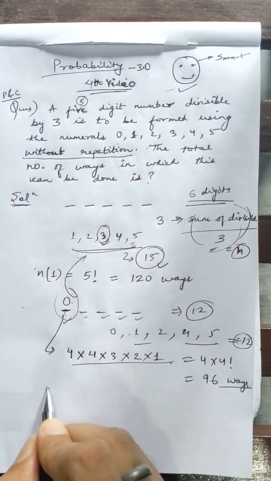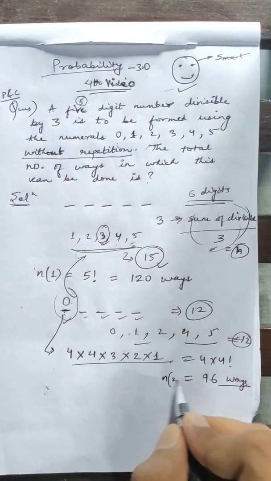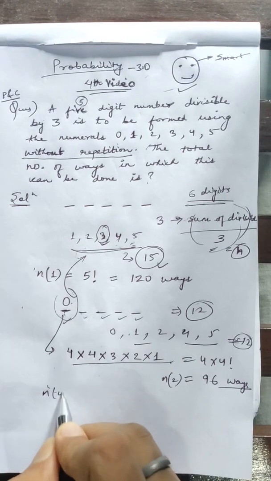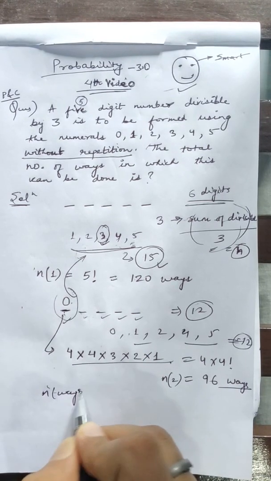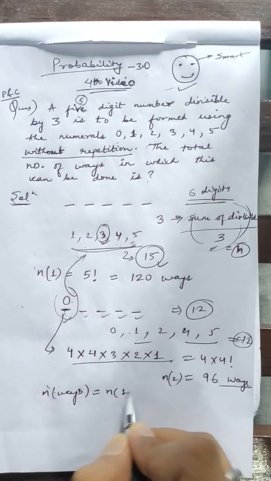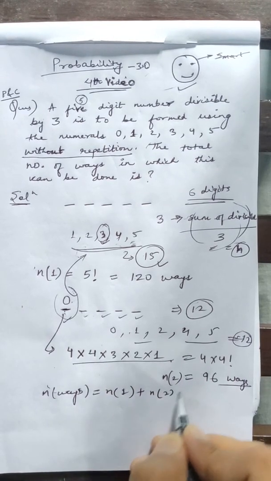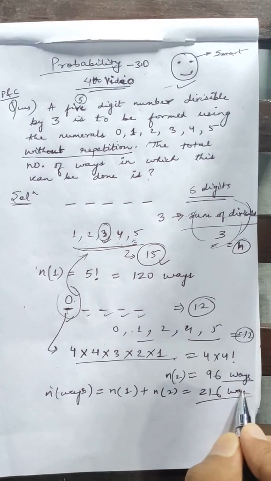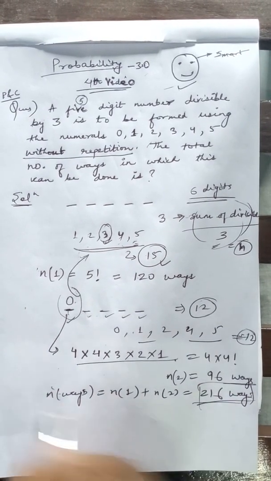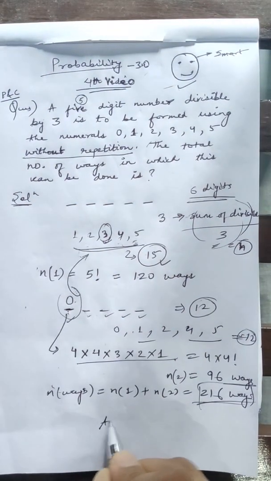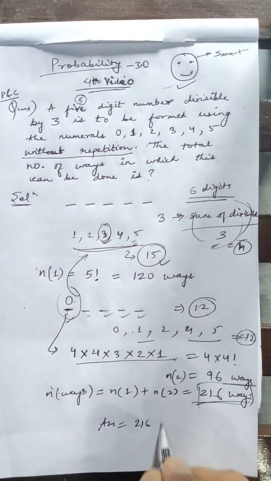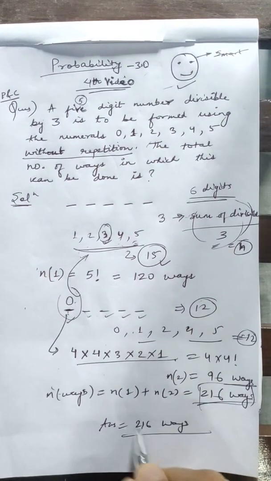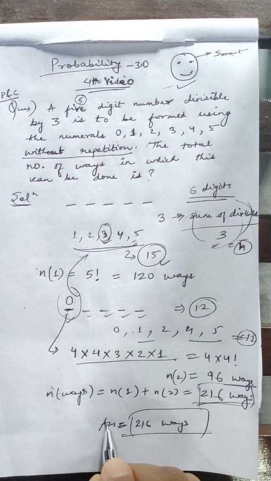So this is n2. Total number of ways, n, is equal to n1 plus n2, that is equal to 216 ways. So this is the answer. The answer here is 216 ways. So I wanted to introduce you to these simple permutation questions.